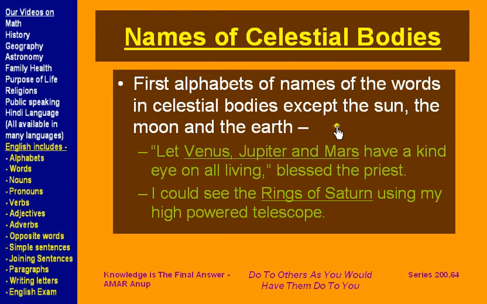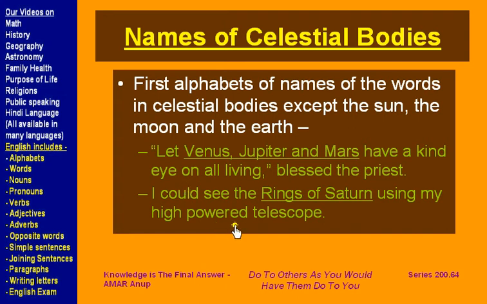Now let's look at examples of celestial bodies where the first alphabet is capitalized. Let Venus, Jupiter and Mars have a kind eye on all living, blessed the priest. So here the priest said that let Venus, Jupiter and Mars have a kind eye on all living, and V in Venus, J in Jupiter and M in Mars, when you write this sentence, these three are capitalized because they are names of celestial bodies.